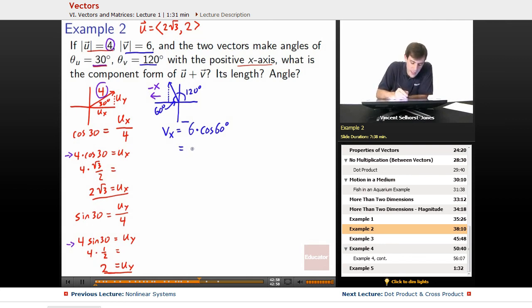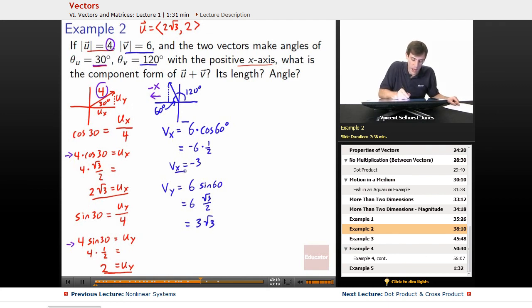Okay, negative 6 times cosine 60. So cosine 60 is 1/2. So we get negative 3, Vx equals negative 3. Vy equals 6 times sine 60. This one's positive because it's going up. Sine of 60 is root 3 over 2, so that gets us 3 root 3. So we've got the x component is negative 3, the y component is 3 root 3. So our v vector equals negative 3, 3 root 3.